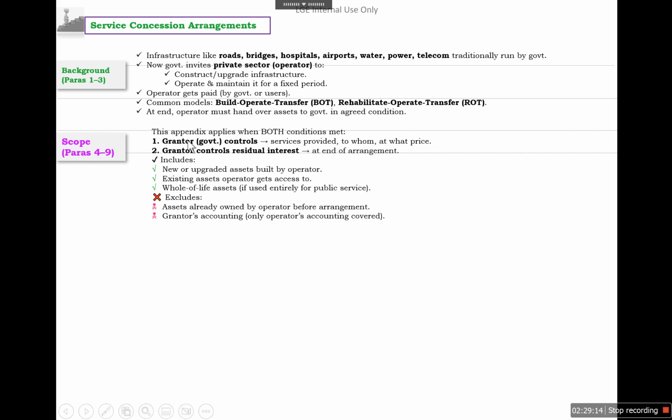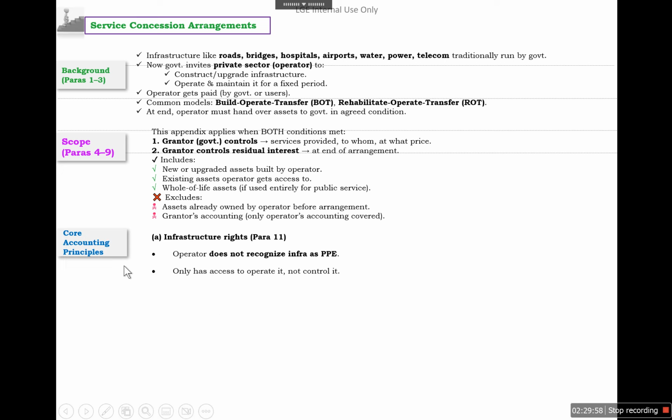So, scope. This appendix applies where both conditions are satisfied: the arrangement is controlled by the government, meaning the government decides what services are provided, to whom, and at what price, and the grantor controls the residual interest. So ultimately, at the end of the arrangement, the asset will be transferred to the government. It includes new and upgraded assets, existing assets, and the whole life of the asset. But it excludes assets already owned by the operator, and the grantor's accounting is not covered here. This appendix talks only about the operator's accounting.